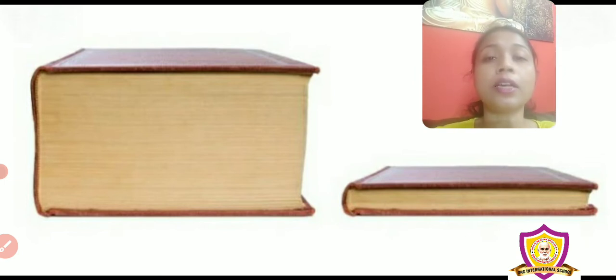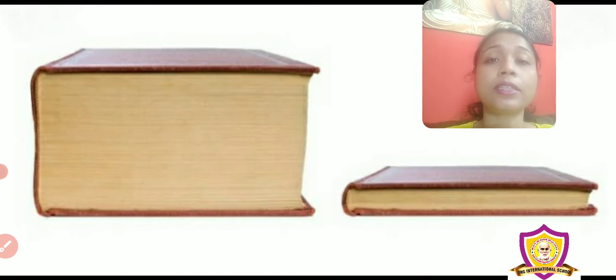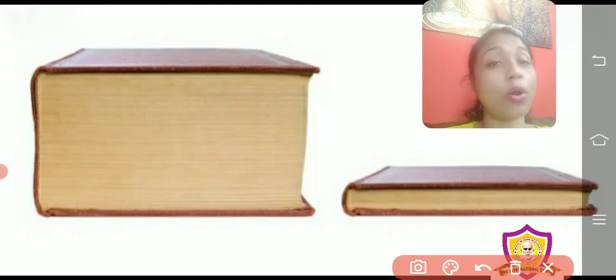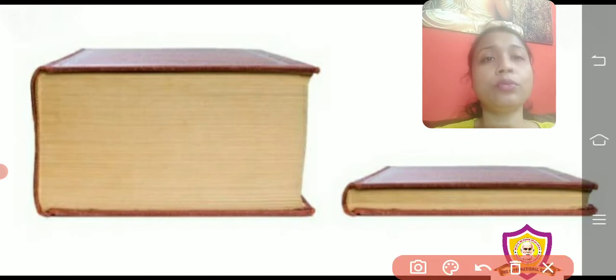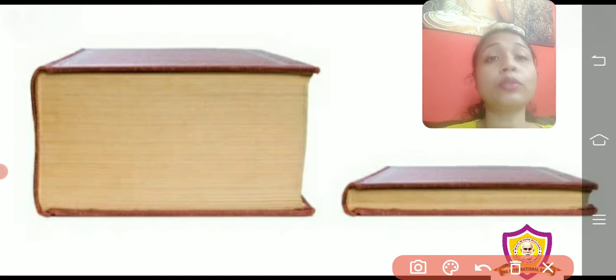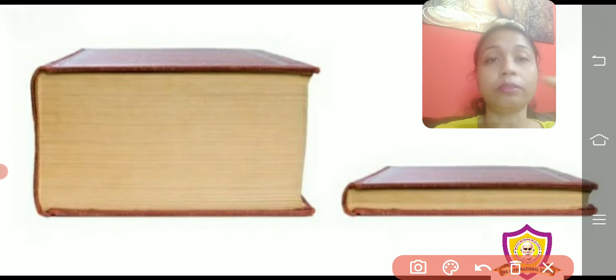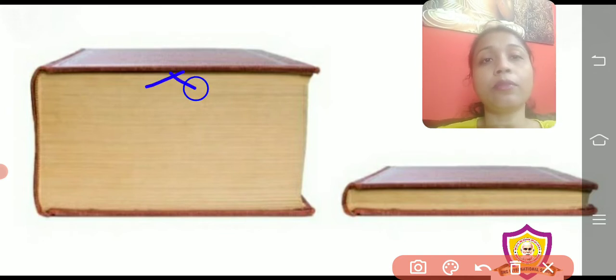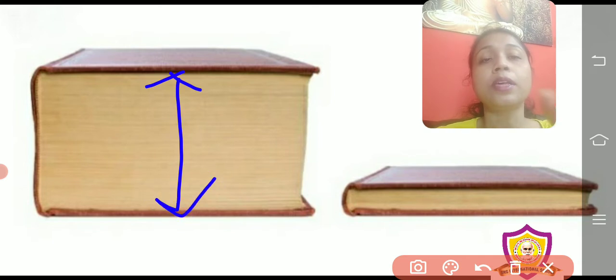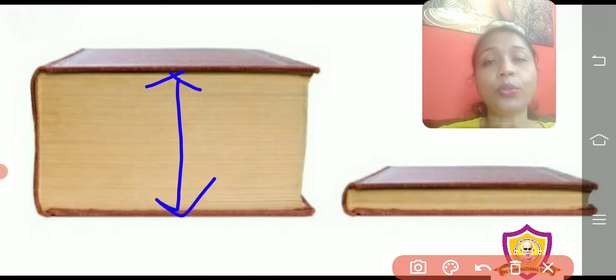Now you will ask me, ma'am, how can we recognize whether a thing is thick or thin? So what we do, children, when we're talking about thick or thin, we are talking about the width of the book. So for example, take this book. We are checking this one. See, we are checking end to end how thick it is.